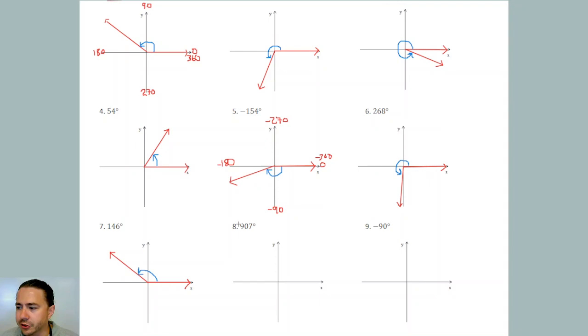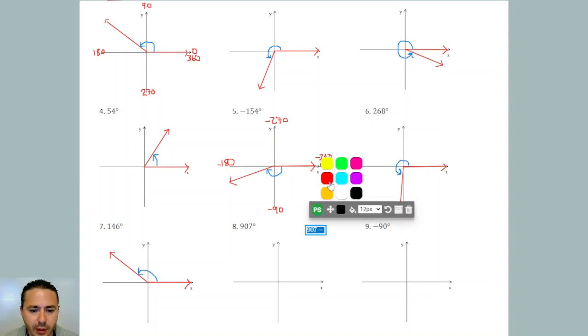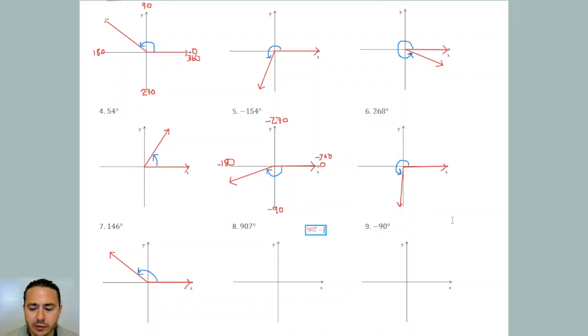Now we've got something a little interesting here, 907. If we're trying to figure out where the terminal side needs to be, what we need to do is subtract 360 from 907, and we'll get a better idea of where it needs to be. So I'm going to type out what I'm doing. 907 minus 360, and I want to keep doing this until I get an angle measure that's less than 360, so I can get a pretty good idea where it needs to go.